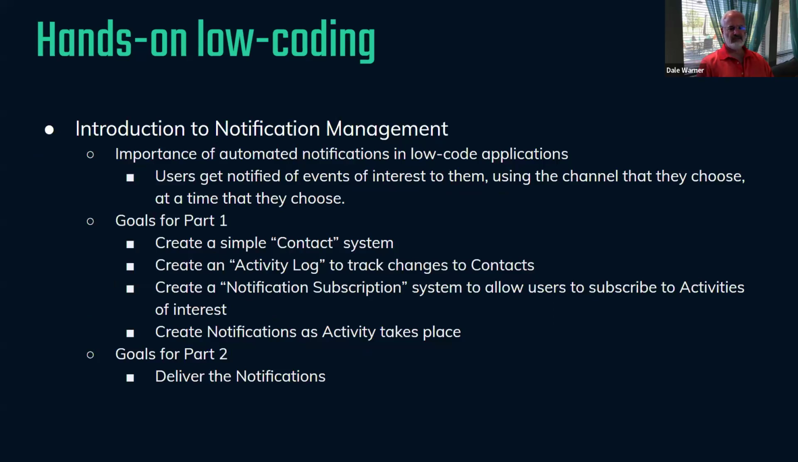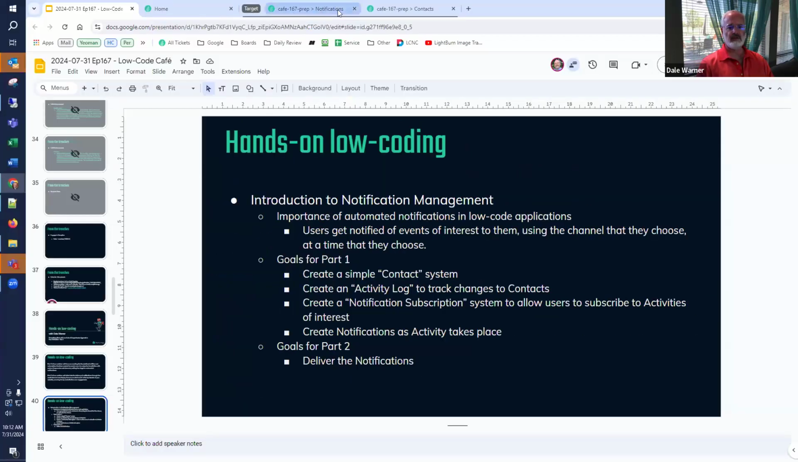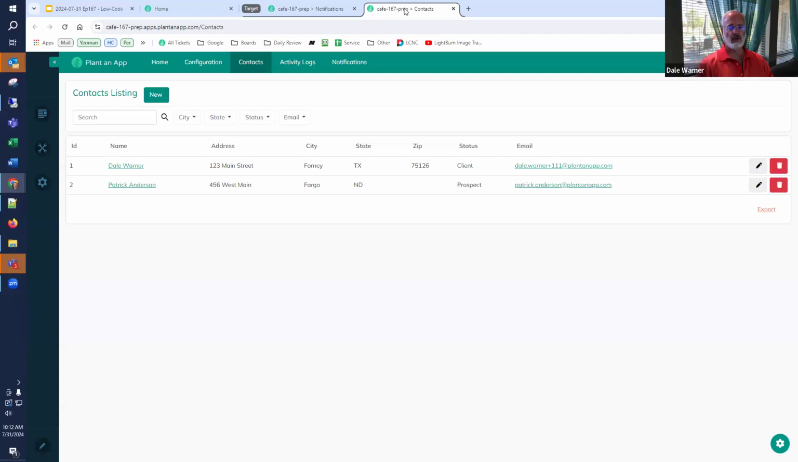So let's do notification management. I've already covered my first point. Users get notified of events that are of interest to them using the channel they choose at a time that they choose, and that's what we're trying to do. I have an example of this. This is the pre-built version of what we are doing, and this is the target. This is how far we're going to get today.